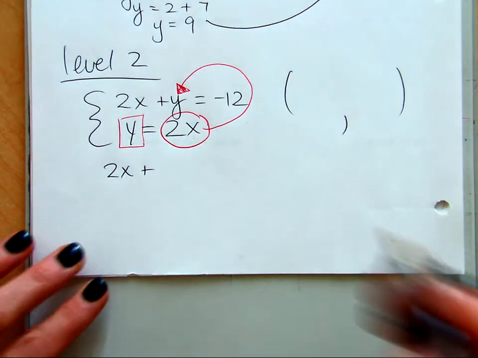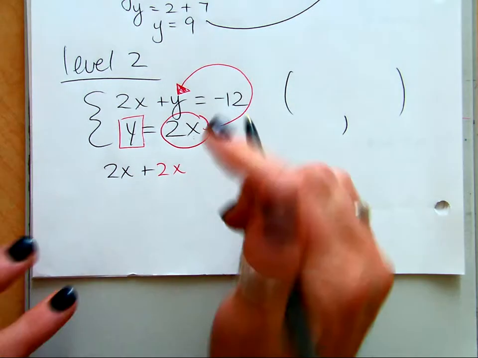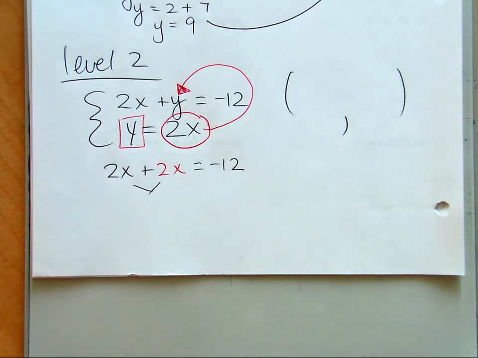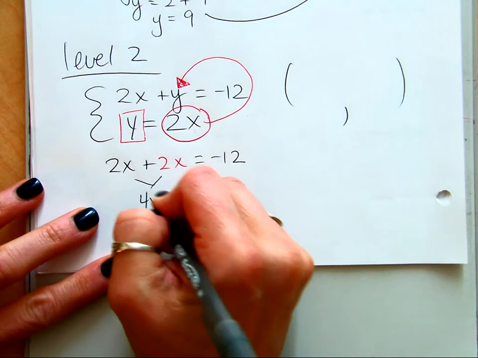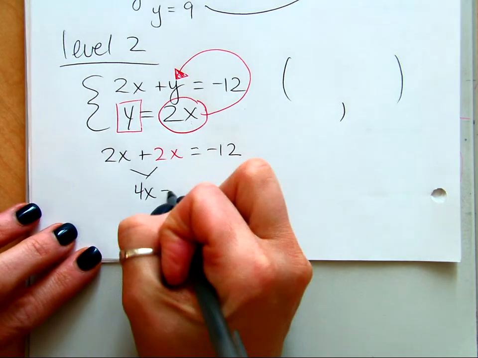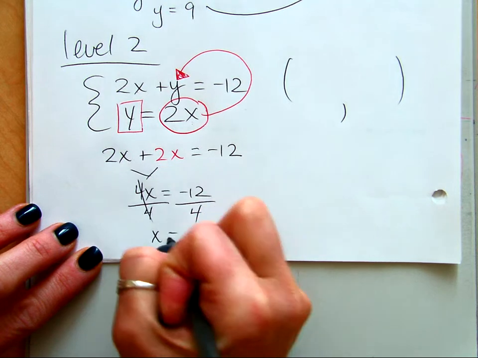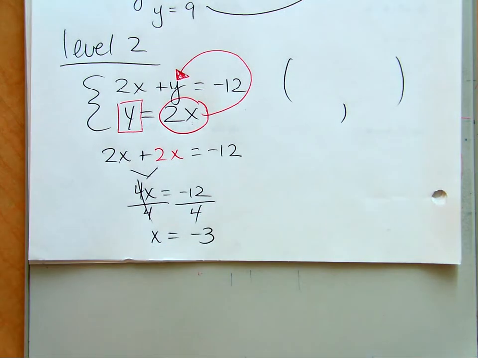2x plus y. Y is what? 2x. And that equals negative 12. And then we have a little easy peasy baby one-step equation. Combine your like terms and solve. So I'm dividing by 4. So I am halfway there. I have found out that my x value is negative 3, which is great because once I have one, I can easily find the other, right?